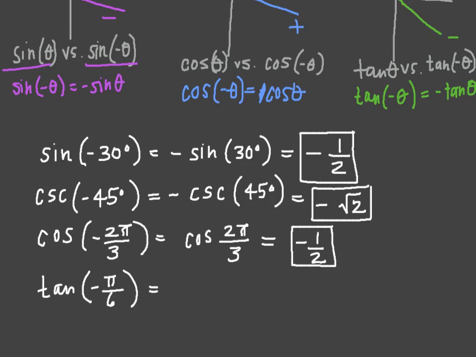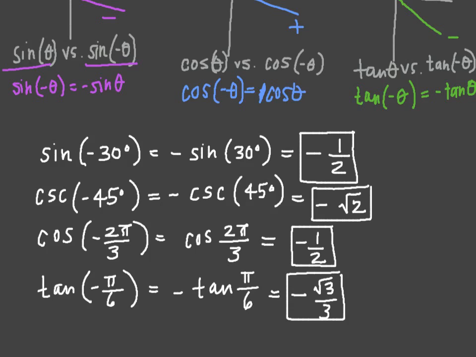And the last example, tangent of negative pi over 6, that function is odd, so you know that this will be the negative version of tangent of pi over 6. So tangent of pi over 6 is root 3 over 3, and we just need to negate it. All right, so there's the summary of these using unit circle values. We can also use these properties to do non-unit circle values.